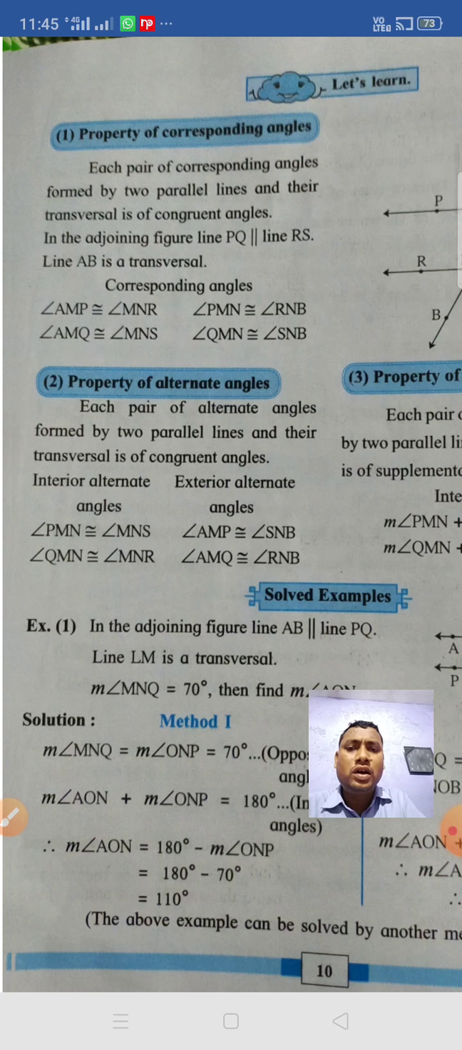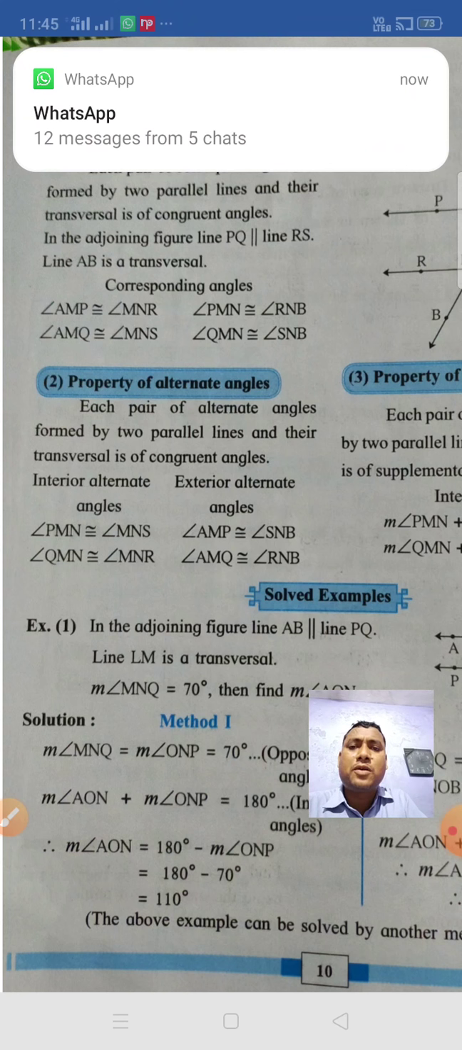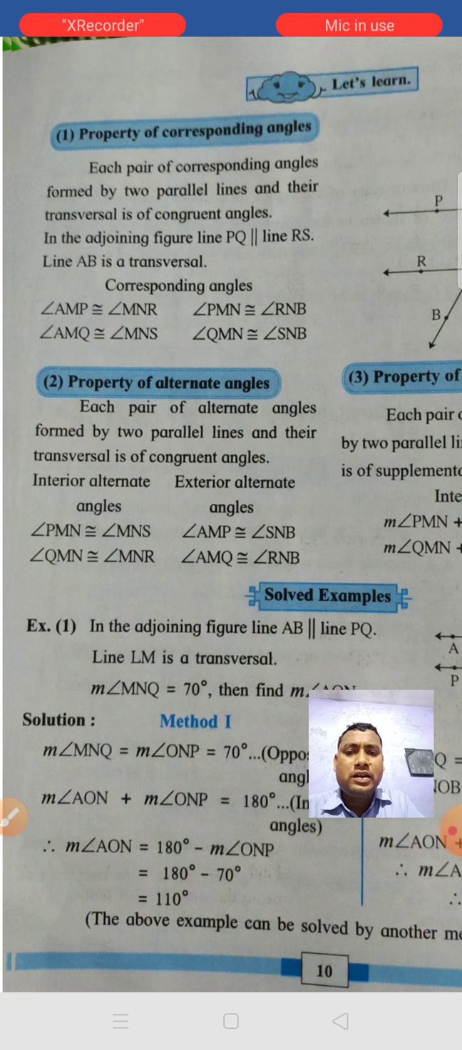Now the next one is the property of alternate angles. Now how to express this property of alternate angles? Each pair of alternate angles formed by two parallel lines and their transversal is congruent. Student, you already know which are the alternate angles.